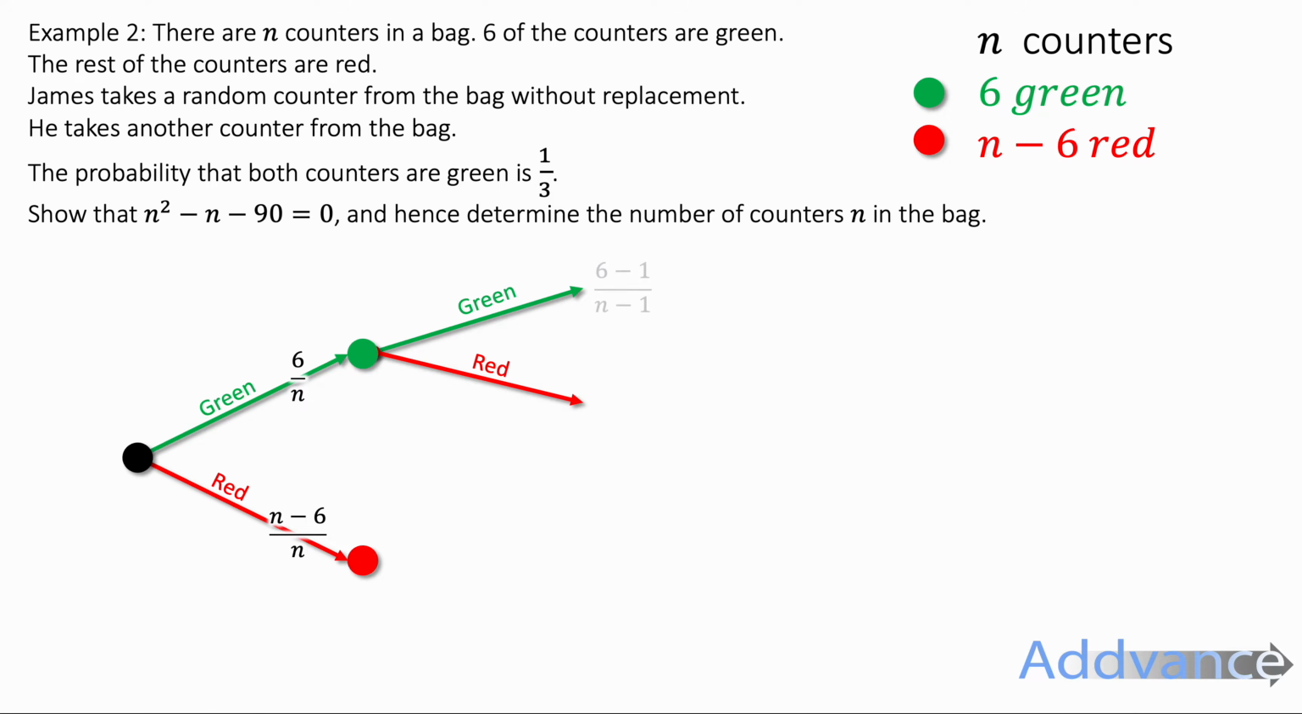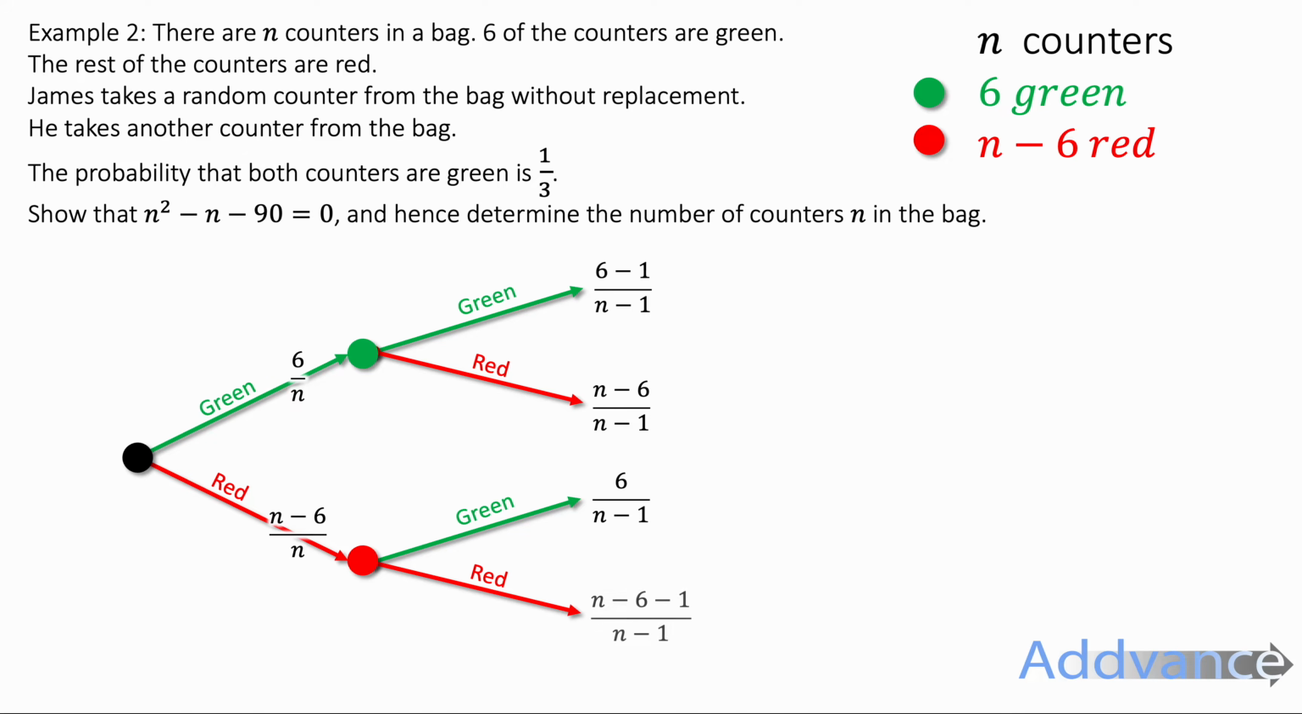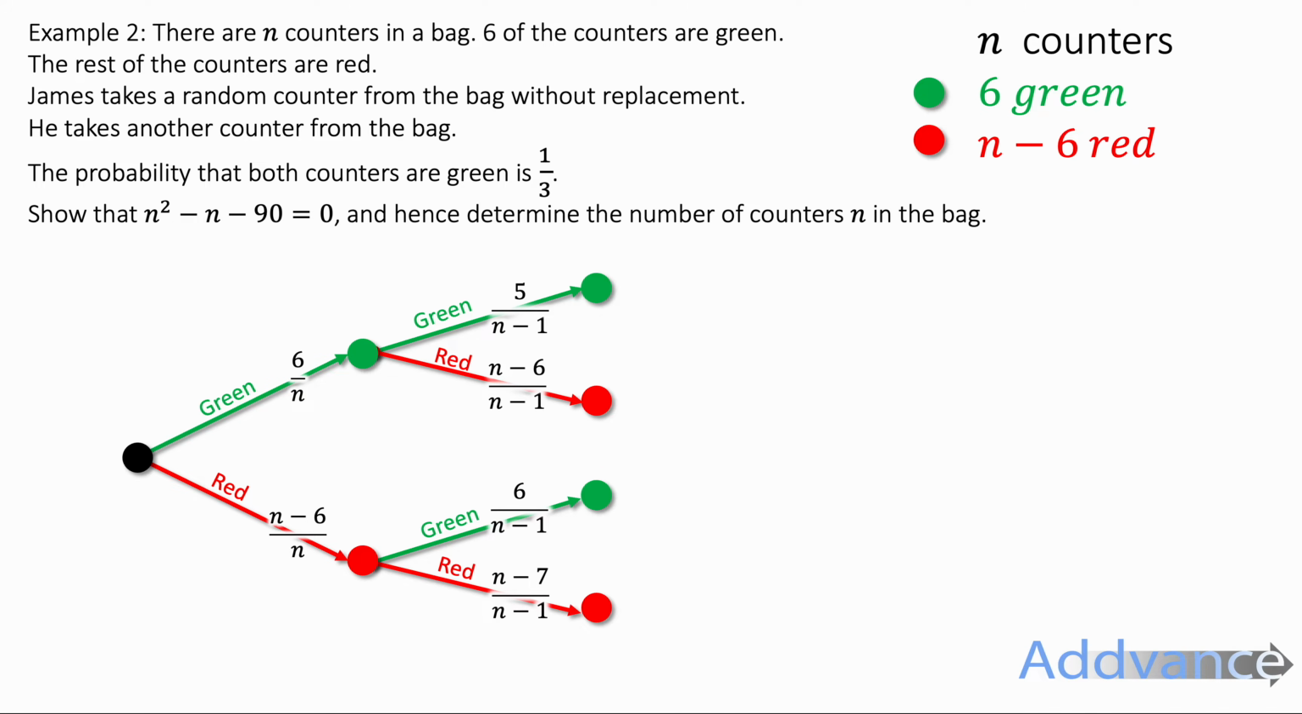Probability of taking another green will be 6 minus 1, because you've got 1 less green in the bag, out of n minus 1, because you've got 1 less counter in the bag. Remember, he doesn't put the counter back in the bag, so there are now n minus 1 counters in the bag. The number of red counters is still n minus 6, because we've not taken any red counters out so far. Whereas if you take a red counter out first, you've still got 6 green counters out of n minus 1, and you've got 1 less red counter, n minus 6 minus 1, over n minus 1 counters. Okay, those probabilities simplify to this.